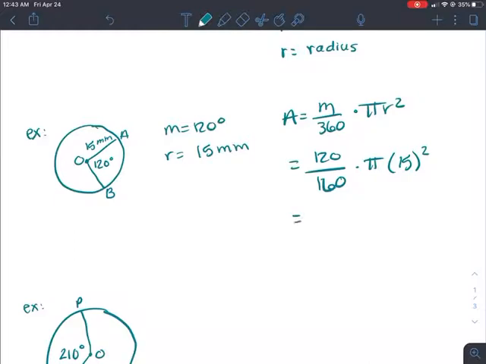I plug this in, and I reduce this fraction here to get 1/3 times 225 pi. In order to multiply by a fraction, you do 225 times 1 divided by 3, which gives you an answer of 75 pi, which you can just plug into your calculator, and that will give you an answer of 235.5 millimeters squared.